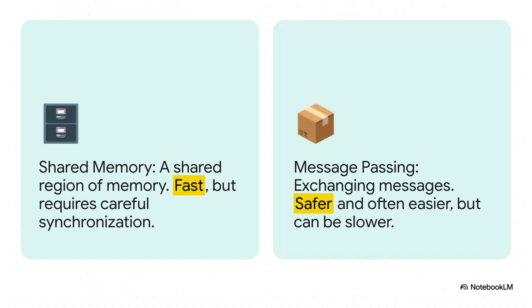So if they need to talk to each other, how do they do it? Generally, there are two main ways. First, there's shared memory. Think of this like a common pantry in a kitchen. Any process can go in and grab or leave information. It's really fast, but you need strict rules so they don't get in each other's way. The other method is message passing. This is more like having a kitchen porter who carries notes between chefs. It's a bit slower, but it's much more orderly and often a lot safer.